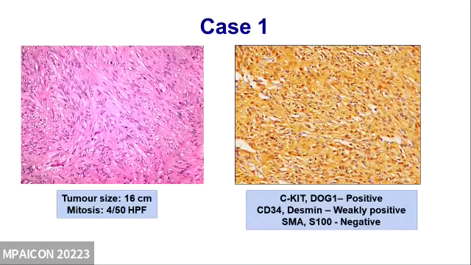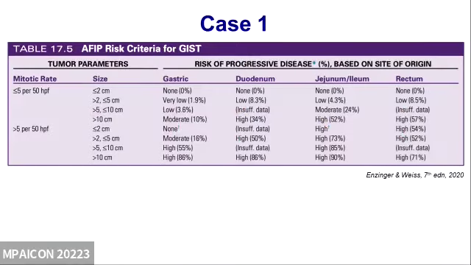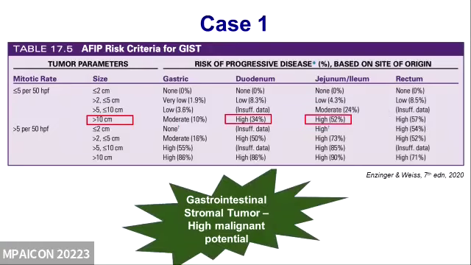Now, once we have a gastrointestinal stromal tumor, we need to tell about the risk of this tumor. This is the AFIP risk stratification criteria, which is based on mitotic count, tumor size, and to some extent the tumor site. The duodenal, jejunal, and rectal tumors behave largely similarly, whereas the gastric ones are a little different. In the mitotic count, this case has less than 5 per 50 high power fields, but the size was more than 10 centimeters, it was 16 centimeters. Location was duodenojejunal junction. So this was a GIST of high malignant potential.